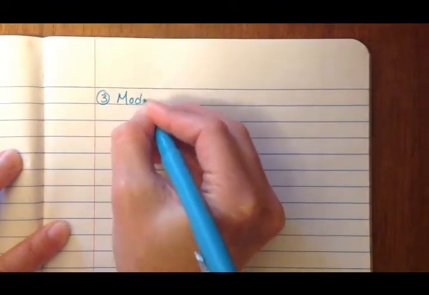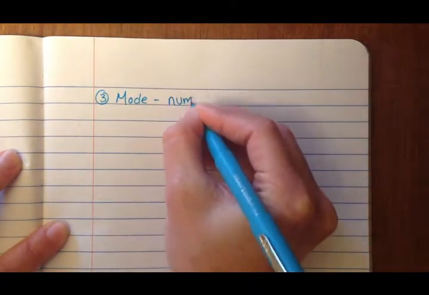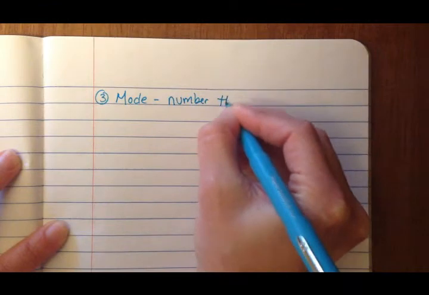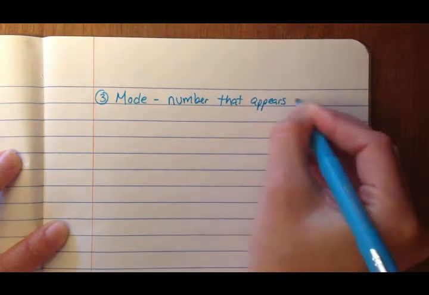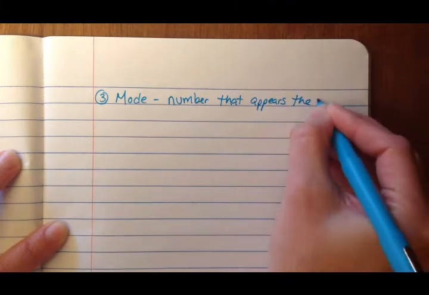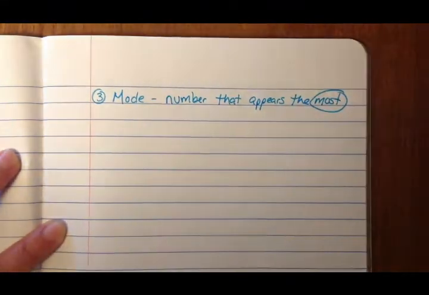Alright, so let's do our third definition. Third definition is going to be mode. Mode is probably my favorite of all the definitions. It's the number that appears the most. Number that appears the most.